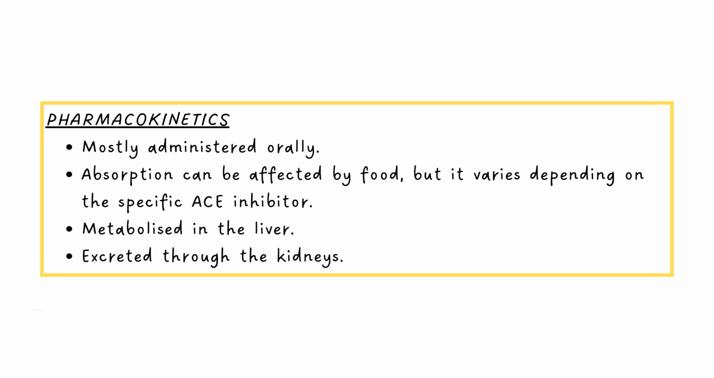So let's have a look at a bit more of the sciencey stuff about the pharmacokinetics. So most ACE inhibitors are administered through an oral medication, and the absorption can be affected by food, but varies depending on the specific ACE inhibitor. It is metabolized through the liver and excreted through the kidneys.